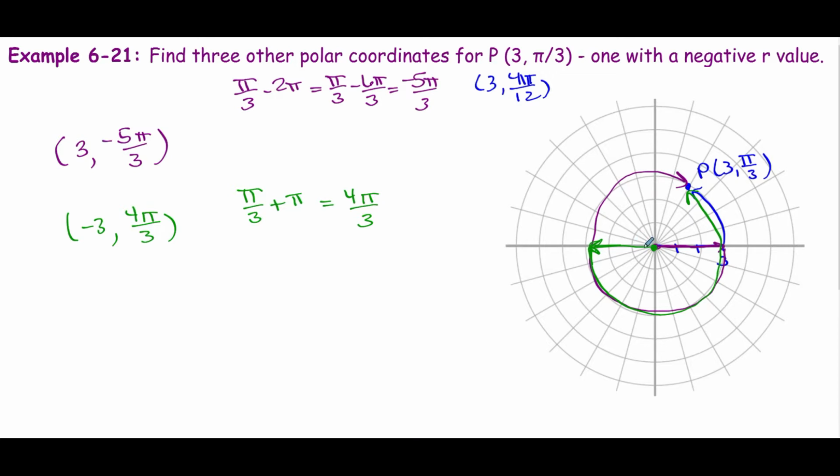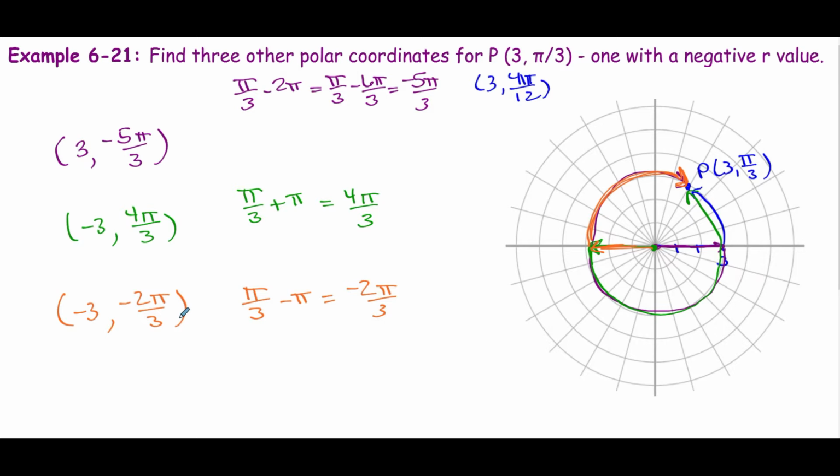And then again, if I come out to negative 3, then I could rotate in this direction, which would be a negative rotation because I'm moving clockwise. And this is pi minus the original angle of pi over 3. So if we do pi over 3 minus pi, that's going to give us negative 2 pi over 3. So we could do negative 3, negative 2 pi over 3. So then I've got 3 other sets of polar coordinates.